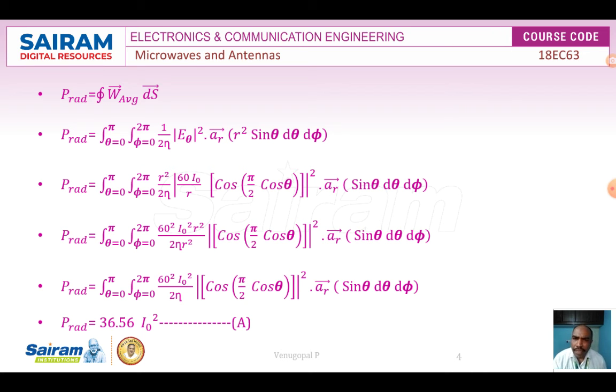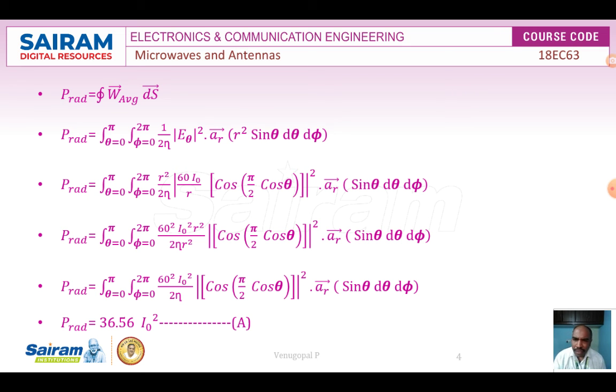So then P radiated can be calculated as integration of theta is equal to 0 to pi and pi is equal to 0 to 2 pi into r square by 2 eta into 60 I naught by r into cos of pi by 2 into cos theta whole square into ar into sin theta d theta d pi, and it becomes equivalent to 36.56 after simplification and after integration and after substituting the upper and lower limits. Finally we will get radiated power is equal to 36.56 into I naught square. Call this equation number A. So radiated power P radiated is equal to 36.56 into I naught square is the equation A.